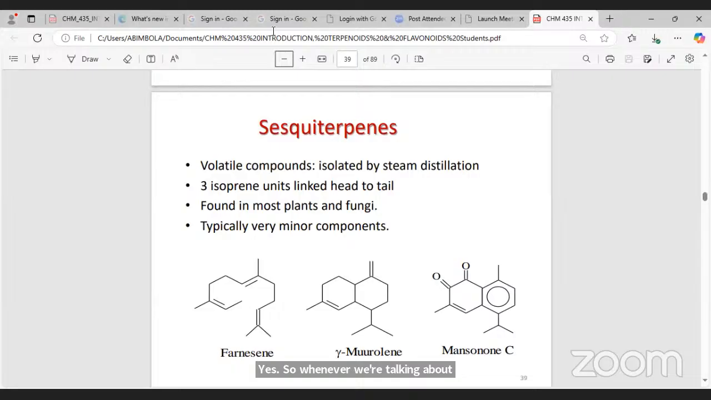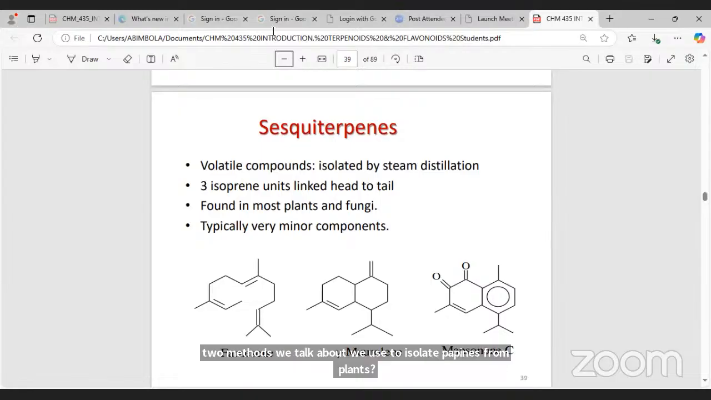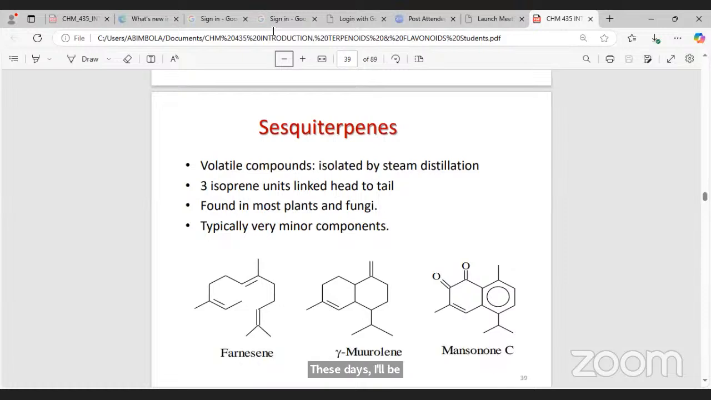Now, from extraction method, what are the methods of isolating terpenes? What are the two methods we use to isolate terpenes from plants or from animals? Solvent extraction, distillation. What kind of distillation? It's not just distillation. Steam distillation. And then hydro distillation. Solvent extraction is there, hydro distillation and steam. But when you're talking about essential oil, we deal with more of hydro distillation and steam distillation.